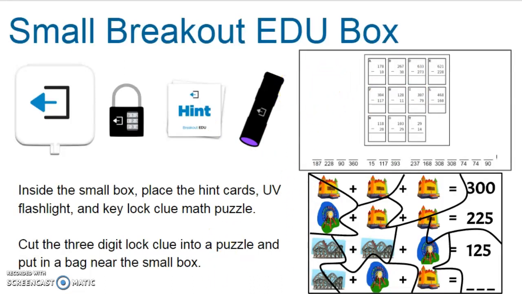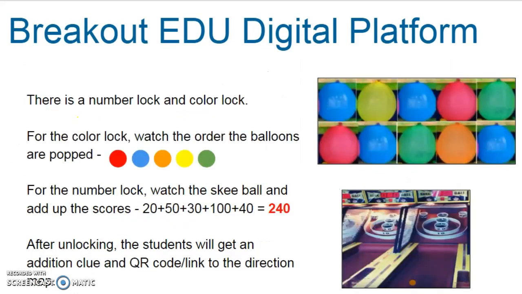You're going to cut the 3-digit lock clue into a puzzle, as you see here, and place it either near the small breakout box or hide the puzzle pieces somewhere around that small breakout box. Put the 3-digit lock on the small breakout box.